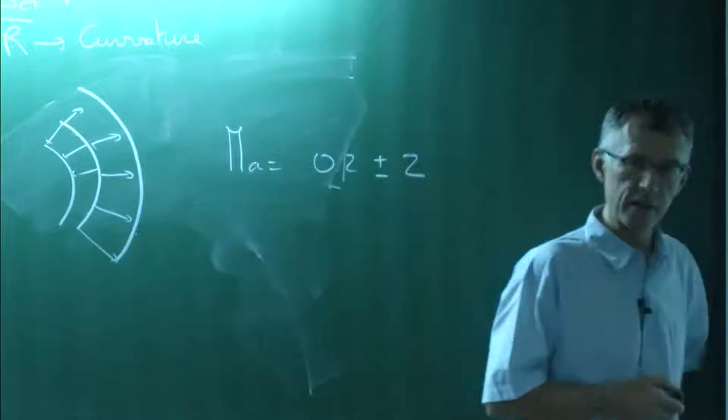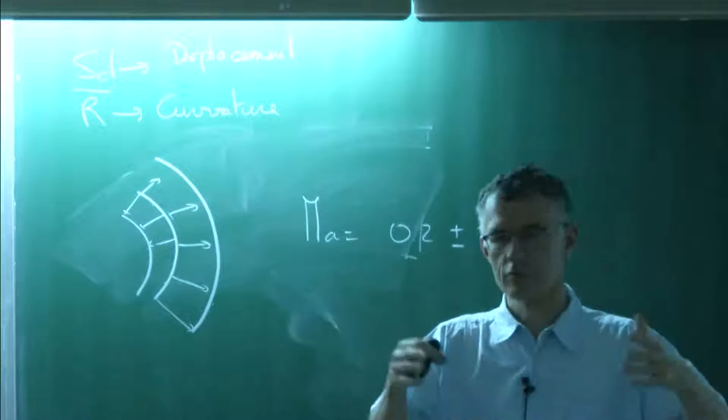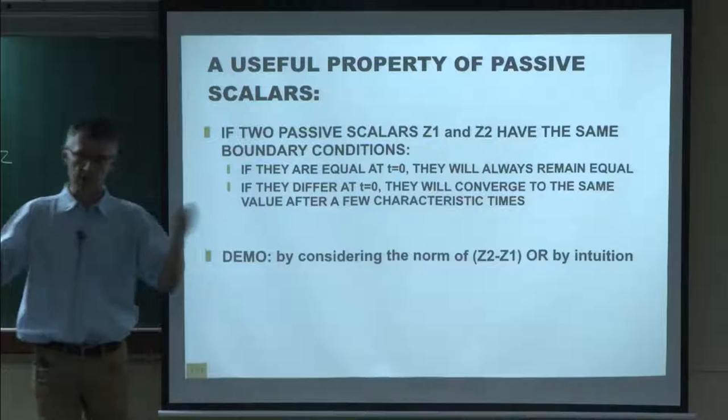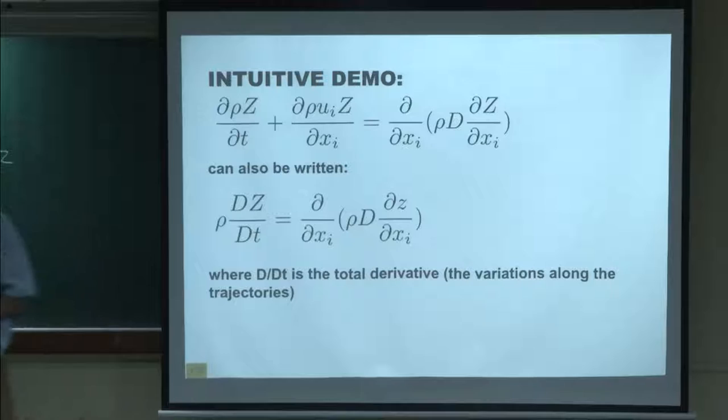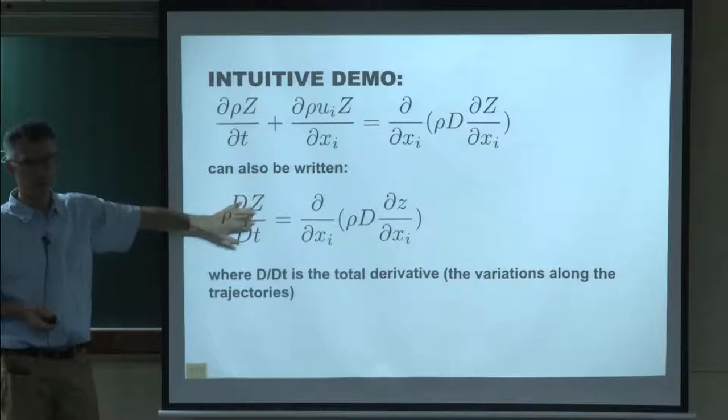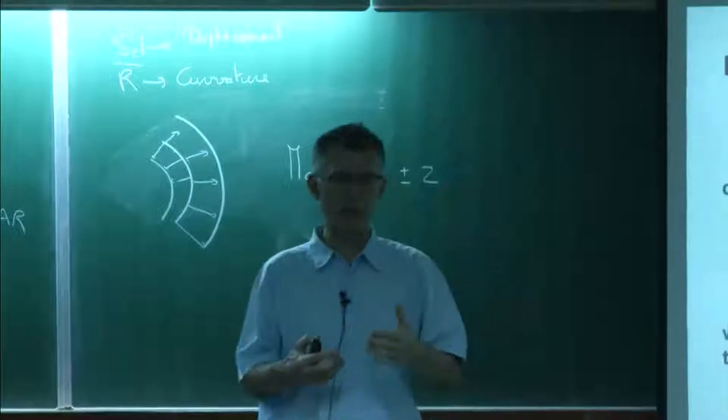And if they differ at t equals 0, they will converge to the same value after a few characteristic times. I can do this demonstration with a lot of mathematics, but I think it's better to give an intuitive demonstration. You see that this equation for a passive scalar can also be written like this, where Dz/Dt is the particle derivative. That's the derivative when you travel along the flow.